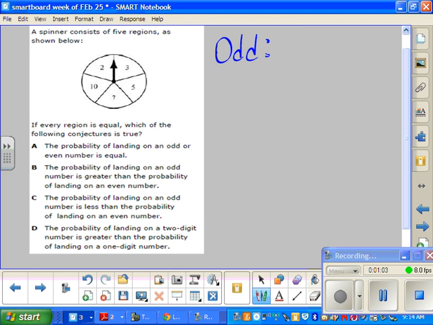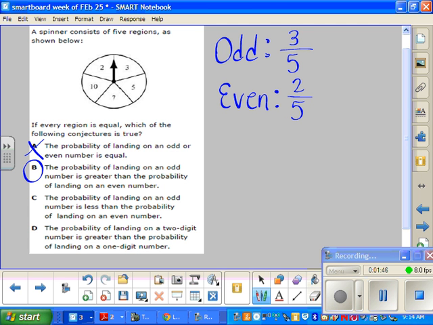Odd, we have 3 is an odd, 5 is an odd, and 7 is an odd. So that's 3 out of 5 are odd. And then even, we have 2 and 10. So that's 2 out of the 5 regions are even. So those two are not equal. So A is incorrect. B, the probability of landing on an odd number is greater than the probability of landing on an even number. So 3 is greater than 2, and that's talking about odd, so B is the correct choice. But let's just make sure and read through all of our answer choices.